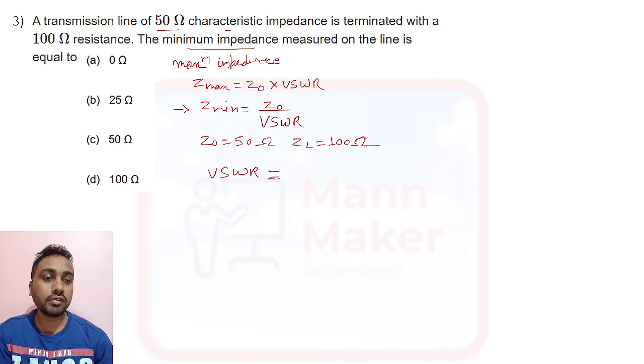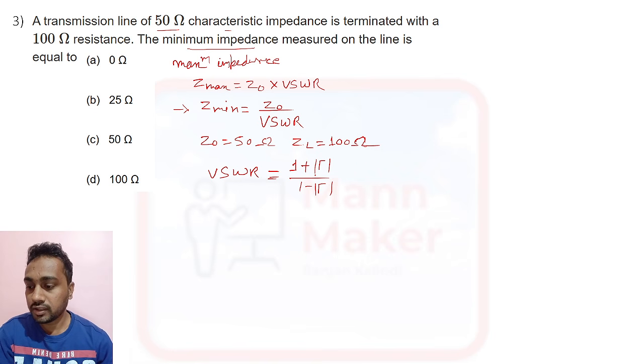We find VSWR as 1 plus xi divided by 1 minus xi. This xi symbol is called the reflection coefficient. Now we don't know the value of xi also, so xi is the reflection coefficient.